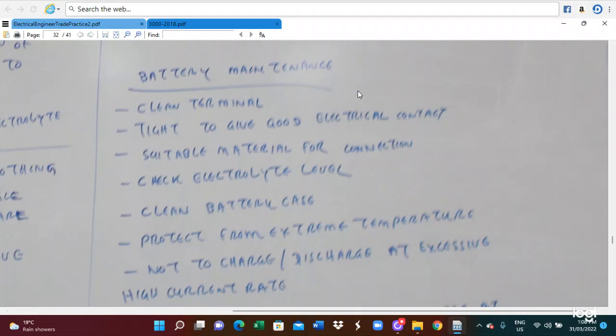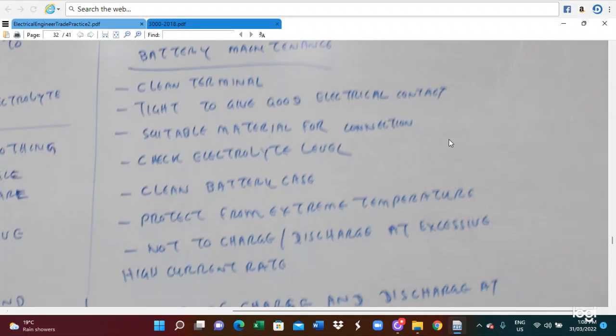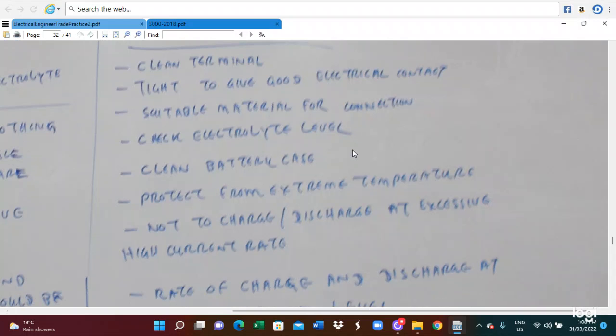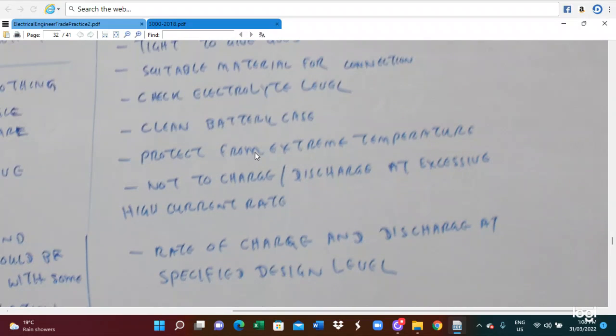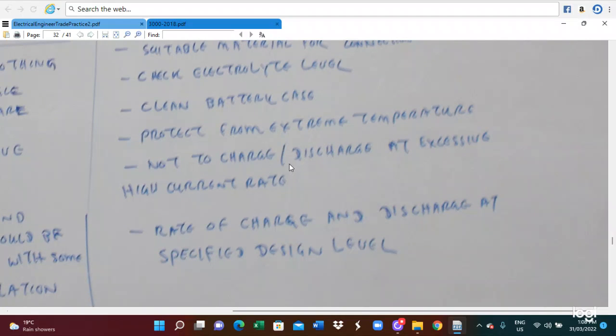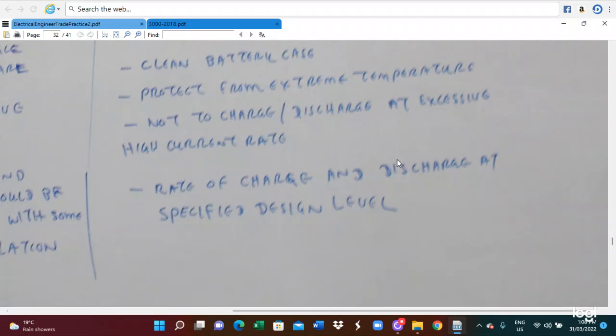So we need to clean the terminal of the battery. We have to try to give good electrical contact. Suitable material for the connection must be utilized. We have to check the electrolyte level. We need to clean the battery case. We need to protect it from extremes of temperature, not to charge or discharge at an excessively high current rate, and the rate of the charge and the discharge at a specific design level is important.